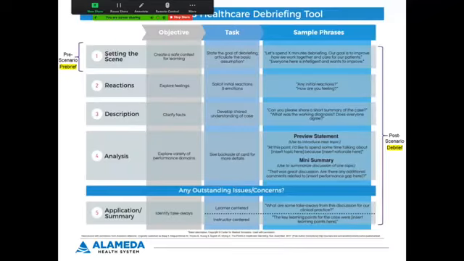Now, there's lots of different types of debriefing models out there, and they all consist of 2 parts. The first part is the pre-brief, and then the second part is the debrief. Each of these models are very similar in their structure. They just call the sections slightly different, and some are a little bit more elaborate than others. But the underpinning theory is all the same throughout them.